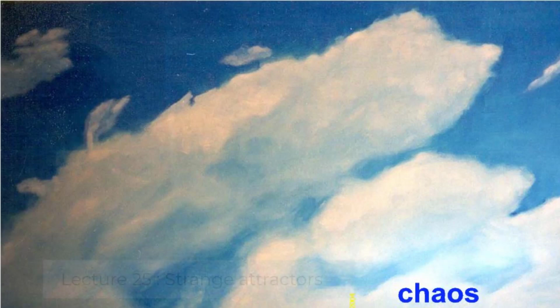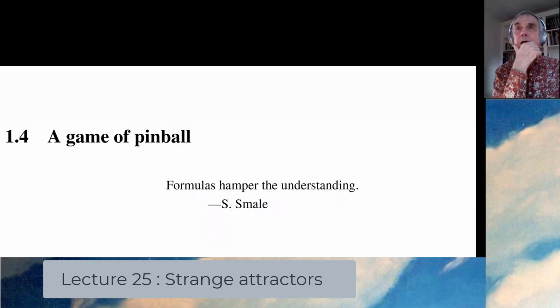For me personally, today is a beautiful day because we are getting into real chaos. And today has much to do with a very young and very charismatic mathematician in the 60s called Stephen Smale.